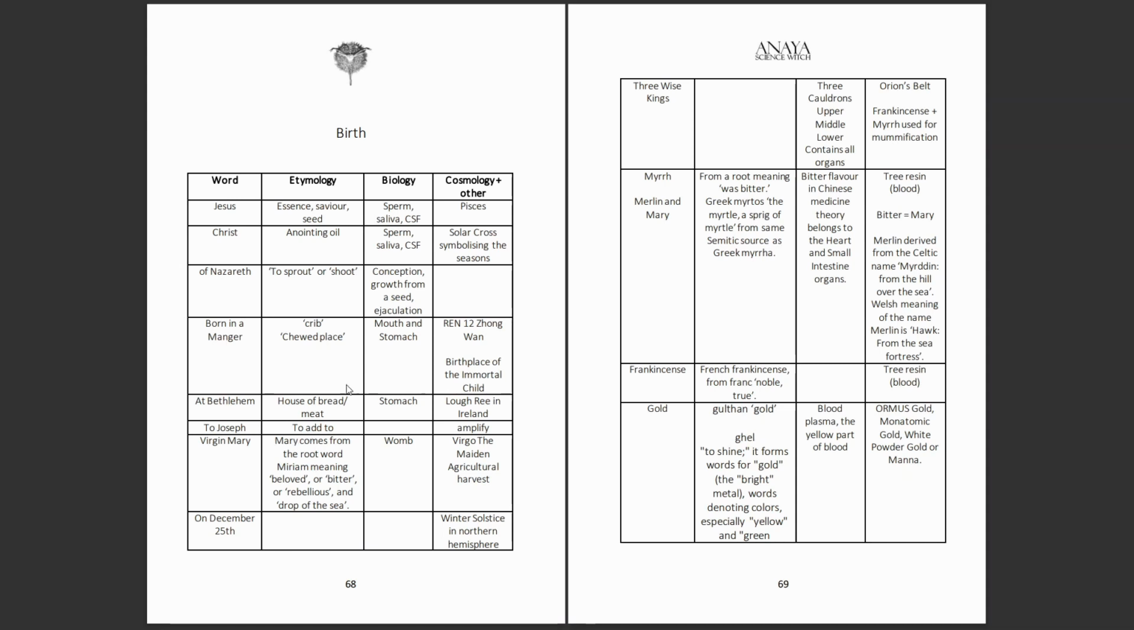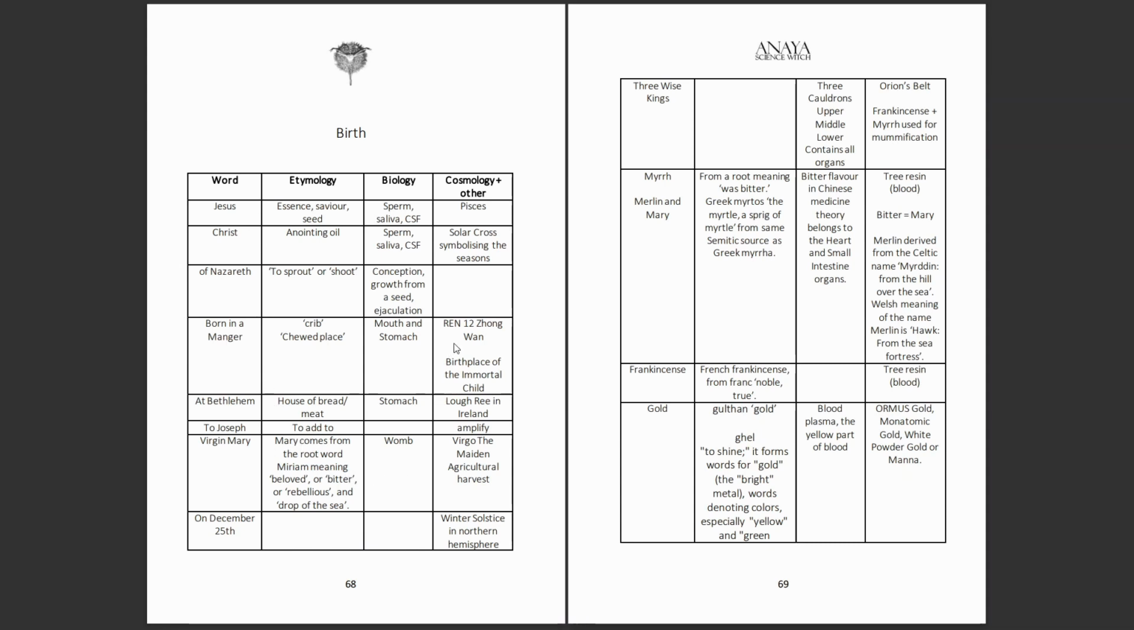So from that little section there, we've got that the vital essence seed, which saves us, is sprouted in a manger, and then is delivered in the house of bread and meat, and it is essentially the anointing oil that carries the seed within it.